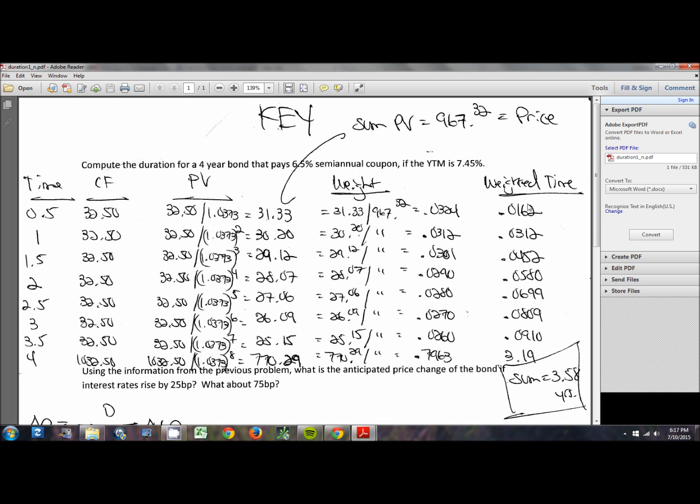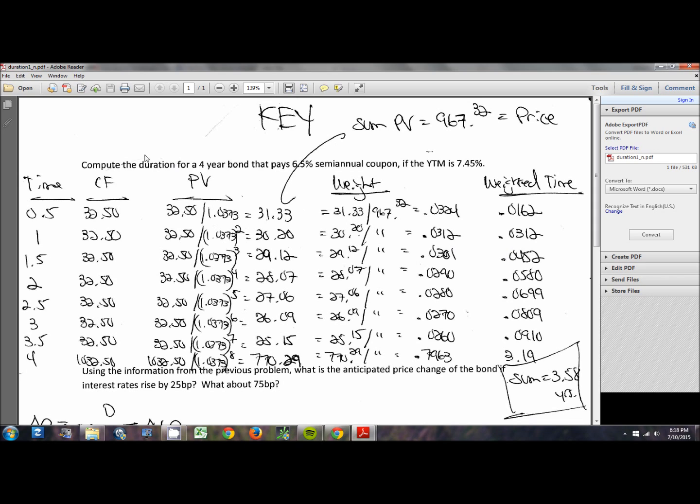You might remember when I went through the duration video, I talked about how duration measures how important each cash flow is in the life of a bond. It's essentially what this final column takes into account: the importance of that cash flow in terms of both its amount and when it occurs. So let's walk through each column.